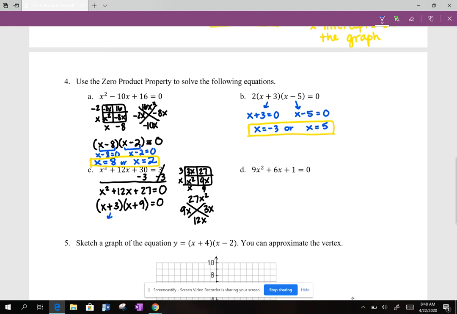Set x plus 3 equal to 0. Set x plus 9 equal to 0. And you get x equals negative 3 or x equals negative 9. All right, we've got one left for this problem.